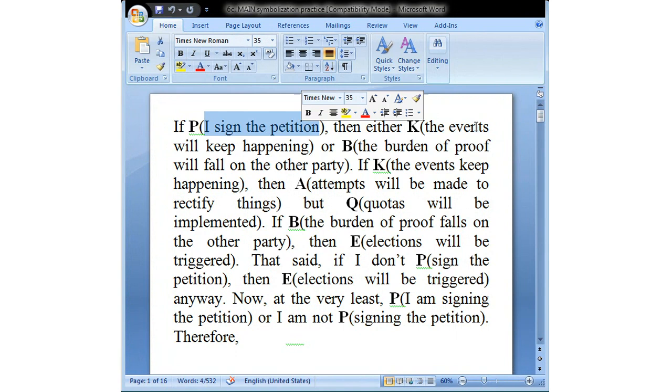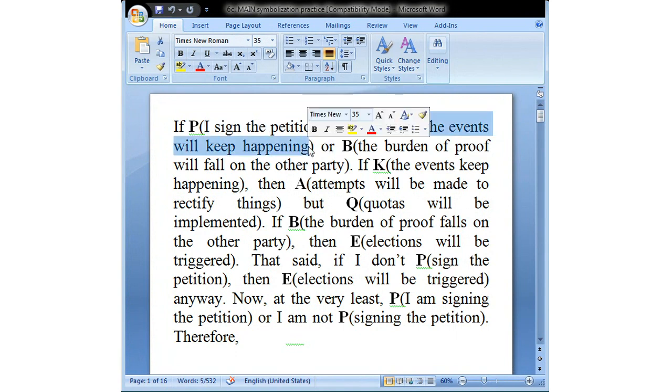If I sign the petition, and K was if I take the king, and now it's, well, if the events keep happening, right? So you can just focus on the formal structure of an argument and drop this matter, so to speak. And that's the formal when we say we're studying Introduction to Formal Logic. And remember why we do what we do.